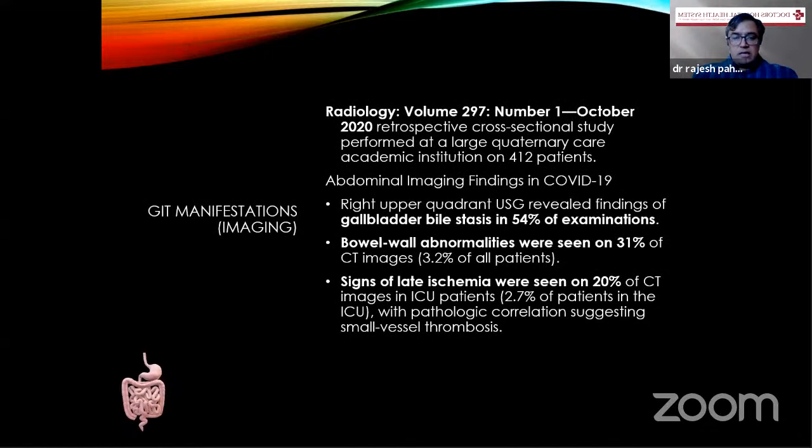There is a large study on 412 patients published in the Radiology journal describing the imaging findings in COVID-19 patients. Of all the right upper quadrant ultrasounds performed, gallbladder bile stasis was seen in 54% of examinations. Bowel wall abnormalities, ranging from diffuse wall edema to air cysts in the wall like pneumatosis intestinalis, were seen in 31% of CT images.